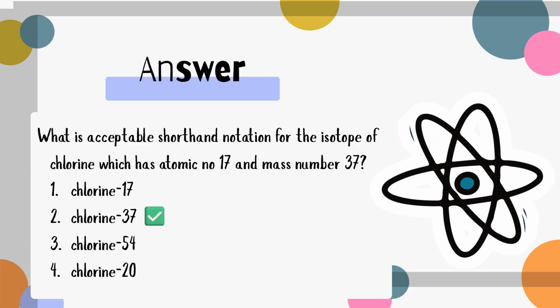If you answered chlorine 37, it is correct because the notation says we have to write either the name of the element or the symbol of the element, Cl, followed by the mass number, which is 37.